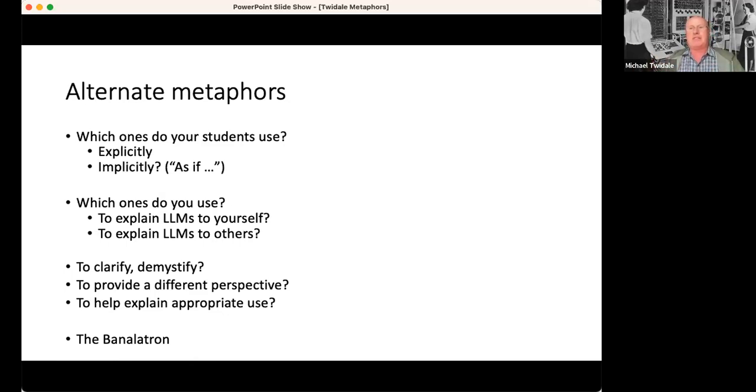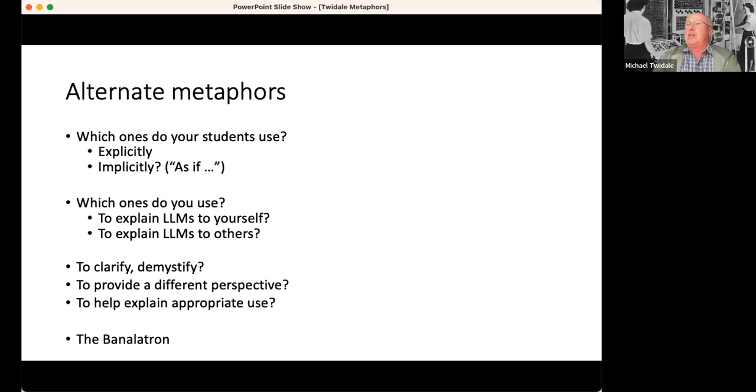And again, in our conversation, I might invite you to suggest the ones that you've used that seem to work really well, the ones you used that really did not work at all. Having a repertoire of metaphors can really help in your explaining. So can it help to sort of clarify, or just to give a different perspective and to help explain appropriate use? Here's one I made up.